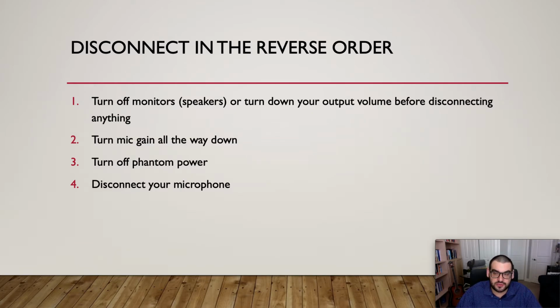So turn down your speakers or off your speakers and turn down the volume. Then turn down the gain all the way. And then click off the phantom power, that 48 volts, and then disconnect your microphone. You don't want any clicks or pops. Okay.